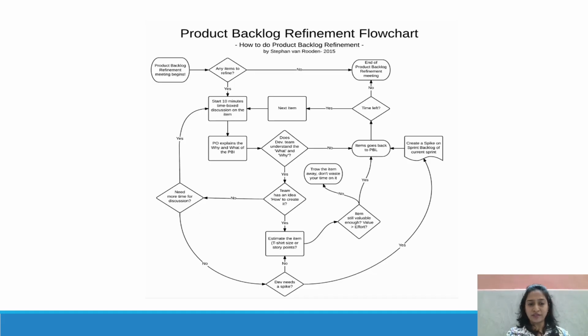That meeting? If yes, then start a 10 minute time-boxed discussion on the item. Then the PO, the product owner, explains why and what that item, the product backlog item, is. Does the development team understand what and why? If no, then the item goes back to the list. If yes, then the team will work out how to create it. Then estimate that item.